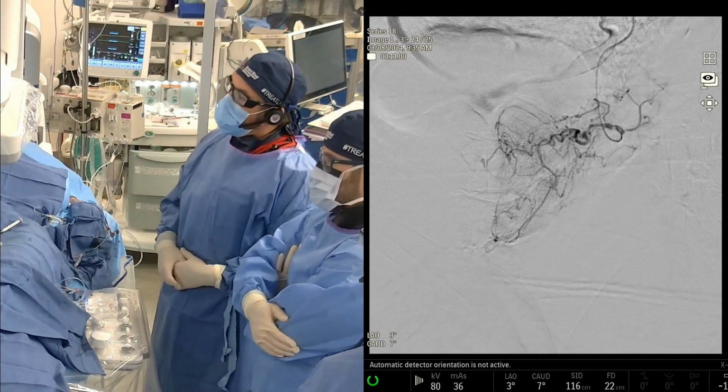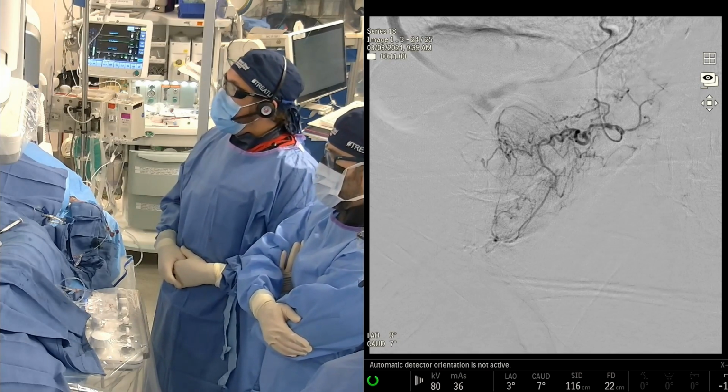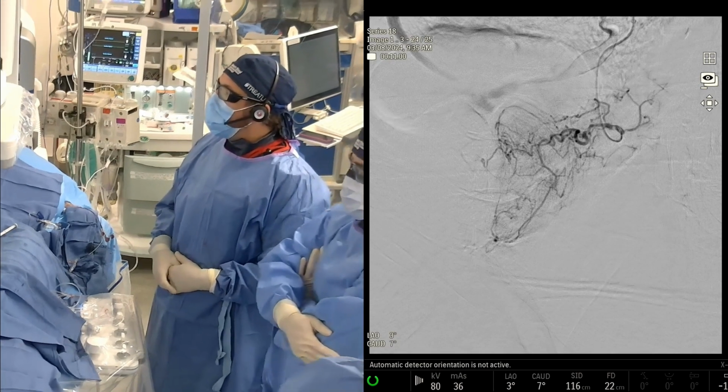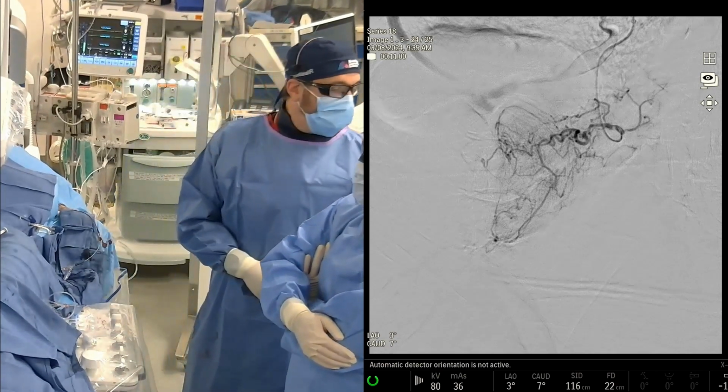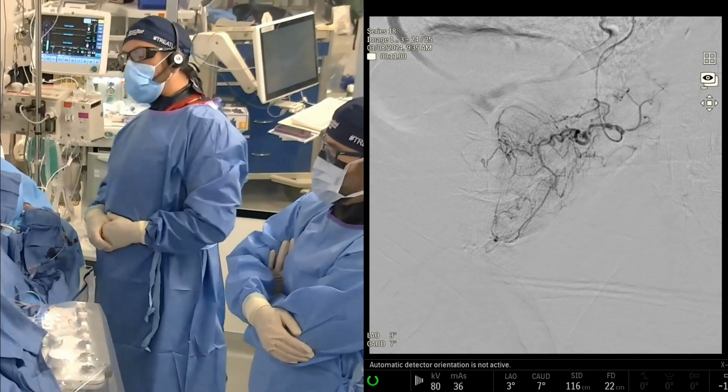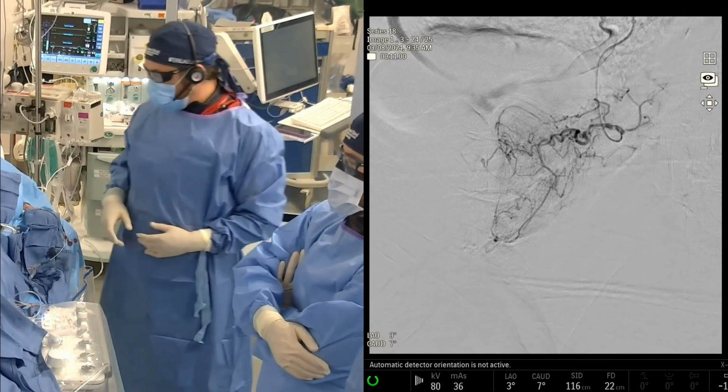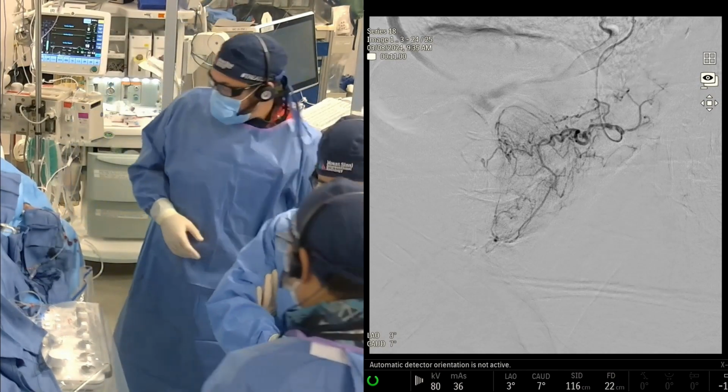I think we're going to do the embolization from here, but we'll see. The balloon will definitely help us get more distal in this vessel to get, hopefully, a more durable result. We usually do this with two people, one person controlling the balloon and one person doing the injection.